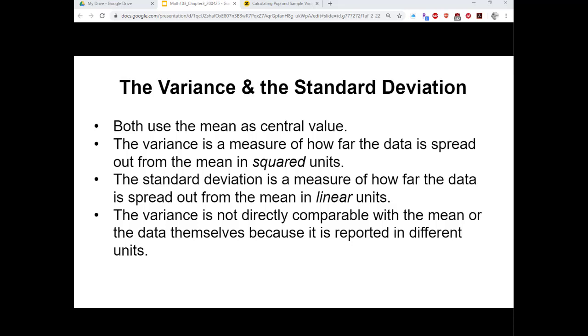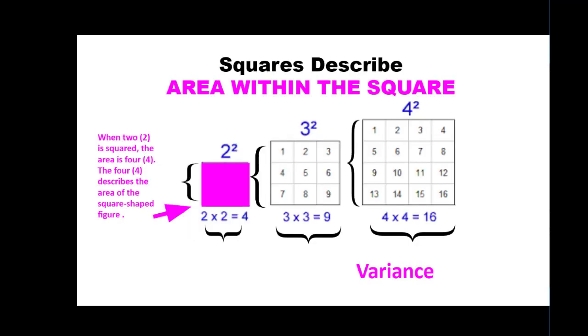The variance is the measure of how far the data is spread out from the mean in squared units. And the standard deviation is the measure of how far the data is spread out from the mean in linear units. The variance is not directly comparable with the mean because it's reported in different units, whereas the standard deviation is in the same units as the mean. Let's discuss the idea of squared units a little bit more.